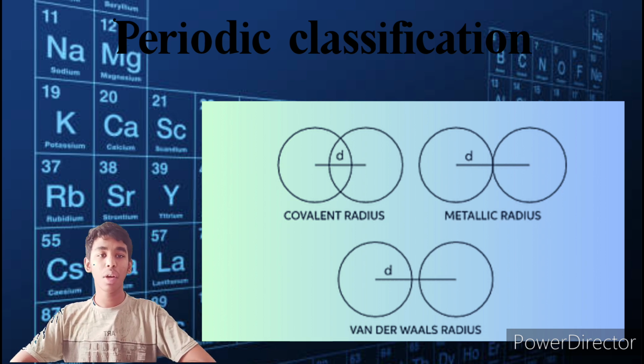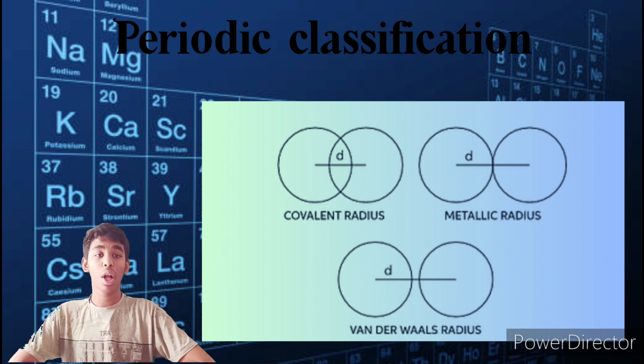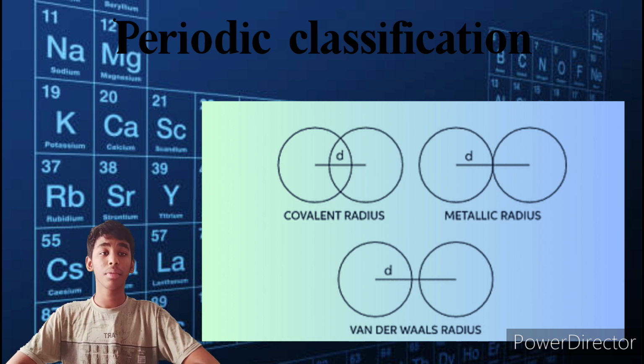There are some types of radius, the first being the metallic radius. The metallic radius involves the transfer of electrons to attain a stable electronic configuration, that means the electronic configuration of the inert gas elements. This involves the metallic bond, and the metallic radius is 10% more than the atomic radius of that specific element.